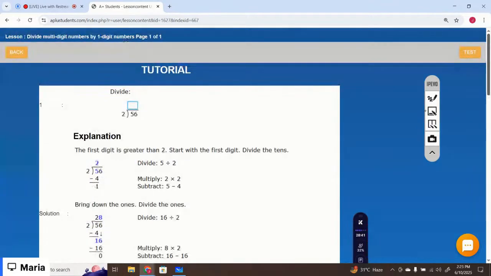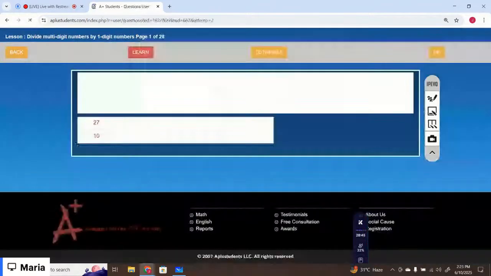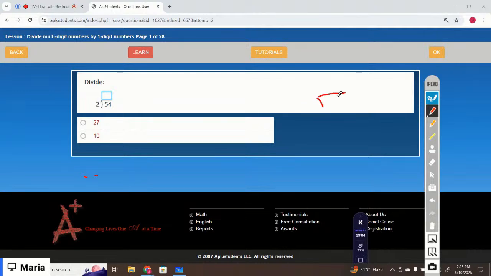Okay, let's just start with the test questions. 54 divided by 2. So let's just look at the number to be divided. Here you have 5, right? 5 is greater than 2. You can divide. So you need to count the table of 2 until 5 or the number that is less than 5. You can go for 2 times 2 because 2 times 3 is 6, right?